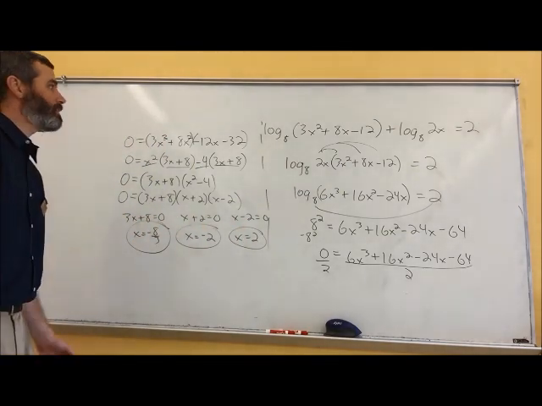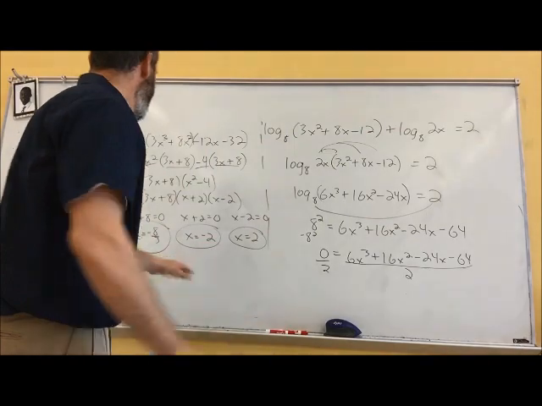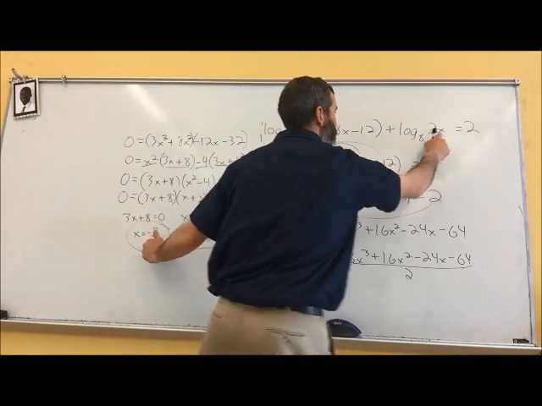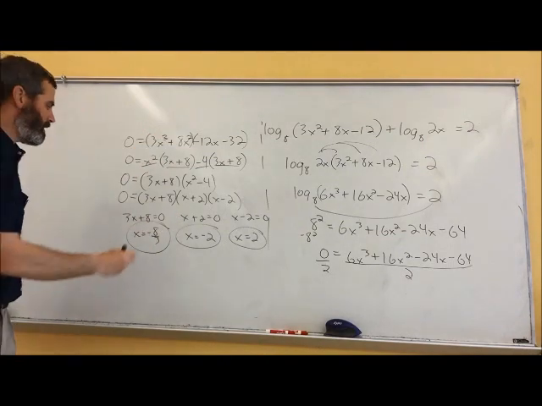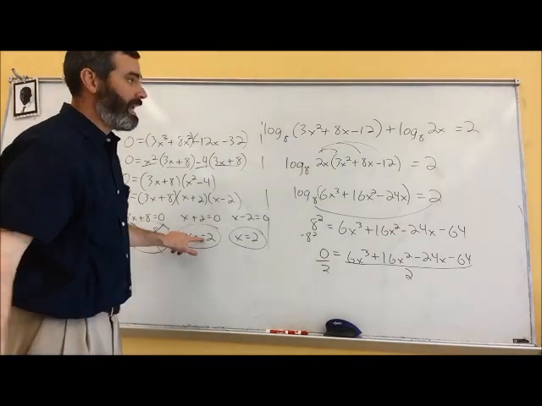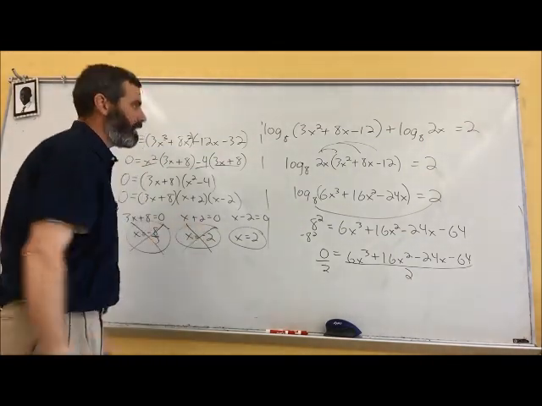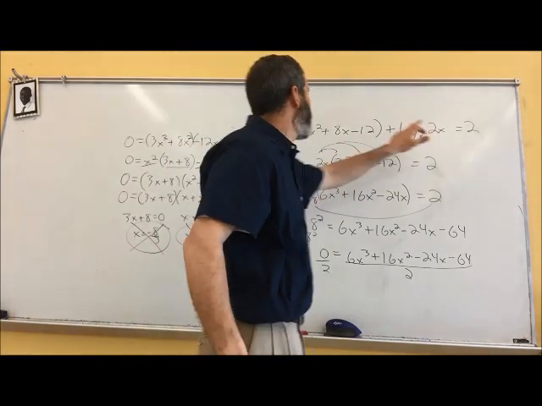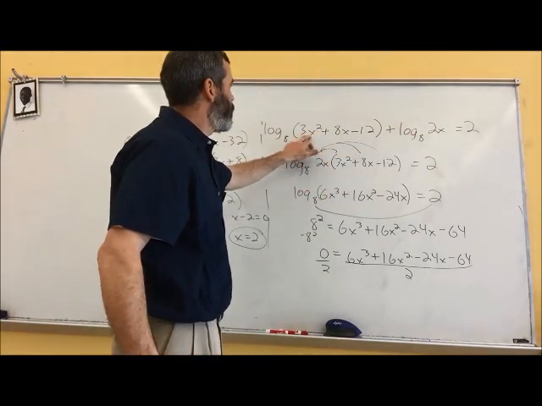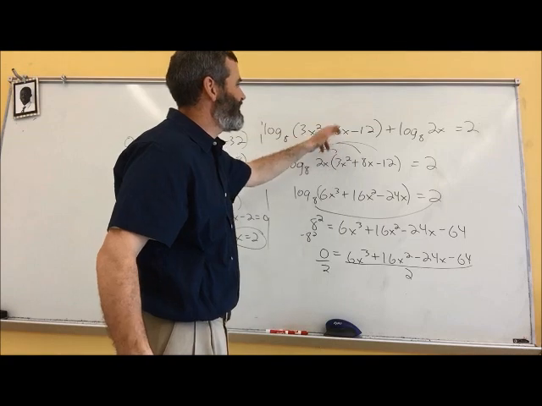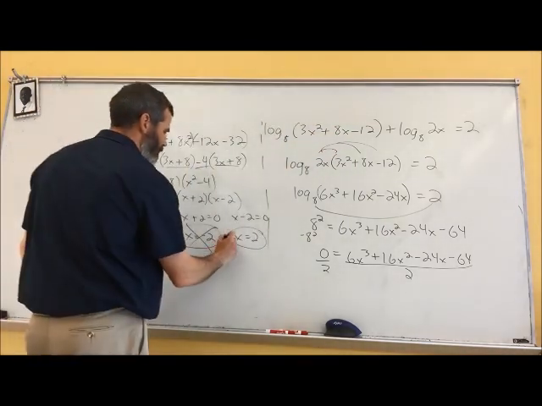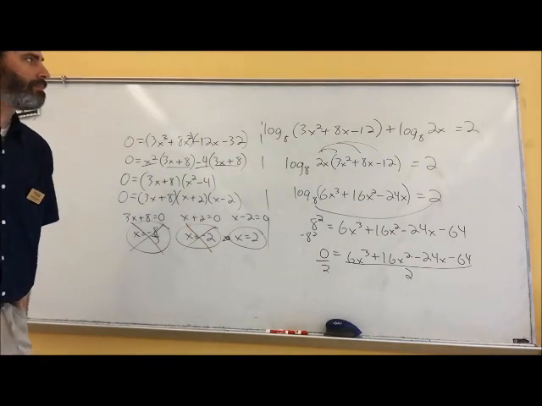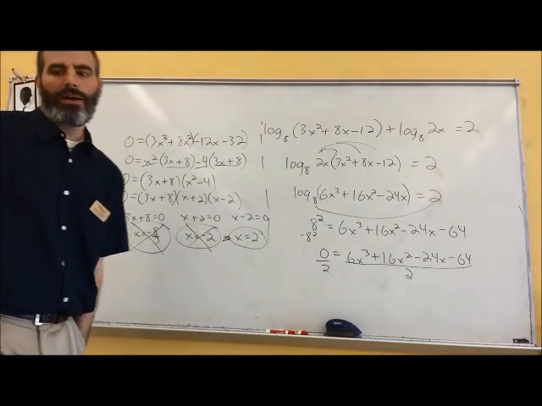Check for extraneous solutions. So I come back up to my original. This one's probably the easiest. 2 times the negative number is going to be negative, so this does not work. 2 times the negative number is going to be a negative, so that does not work. 2 times 2 is 4, that works. 2 squared is 4, 12 plus 16 is 28 minus 12, 16, that works. So x equals 2. I like that problem too.